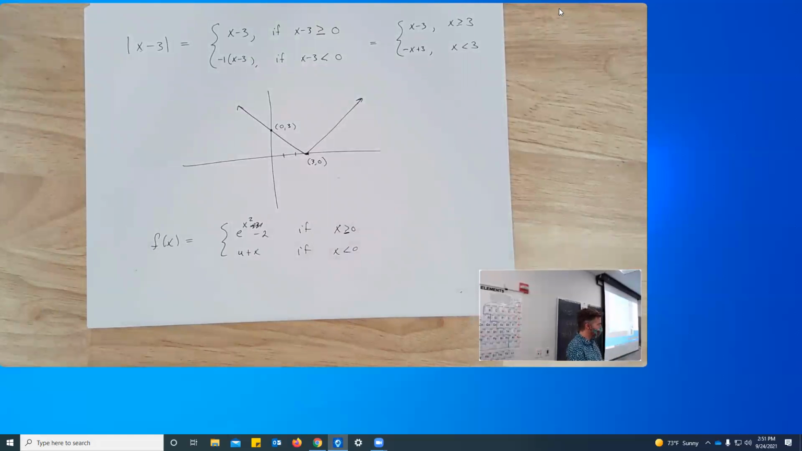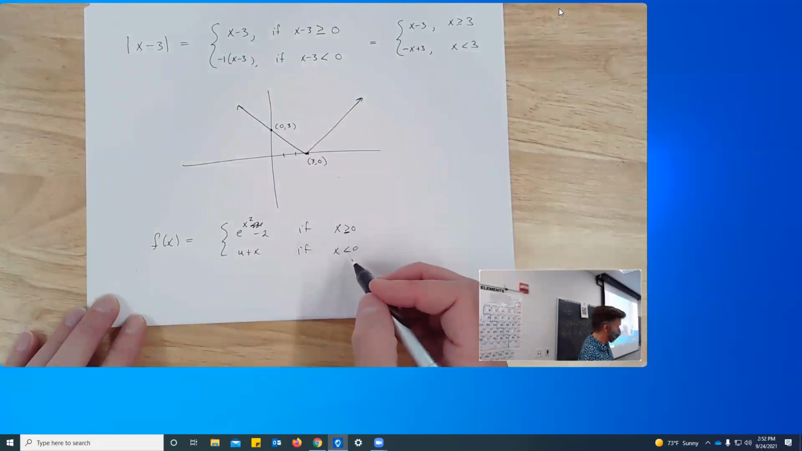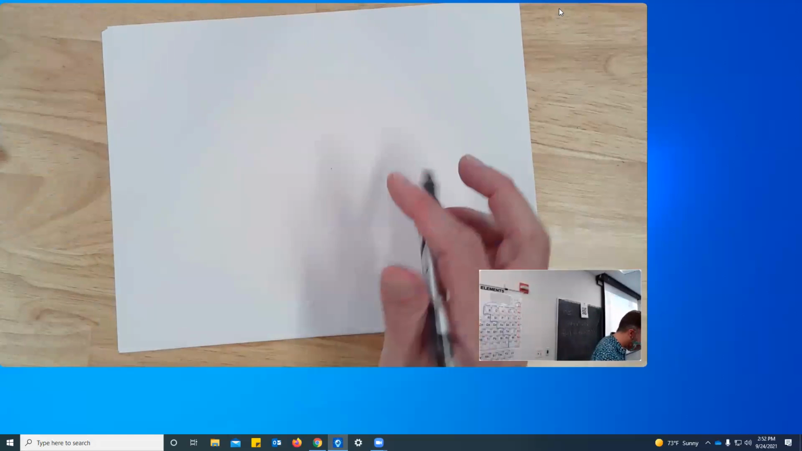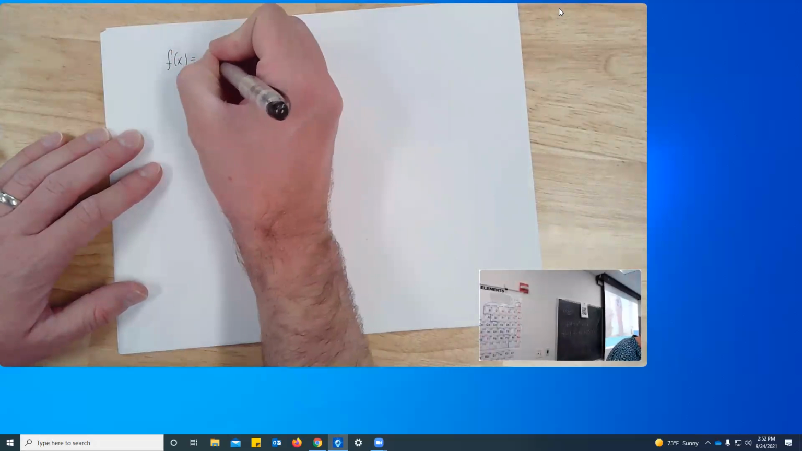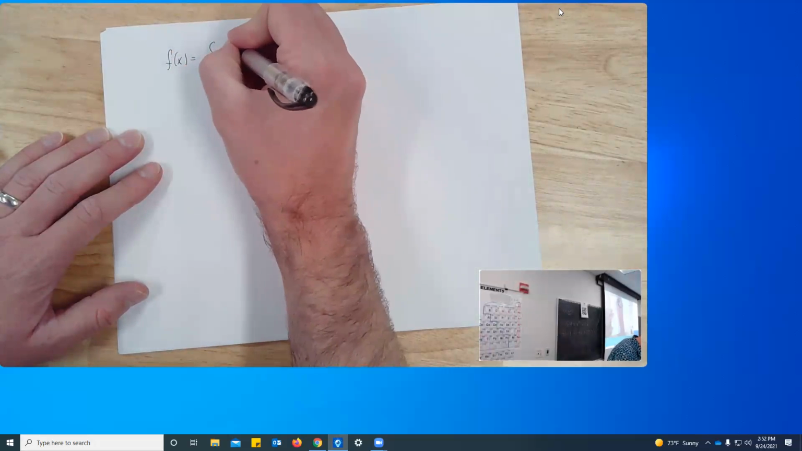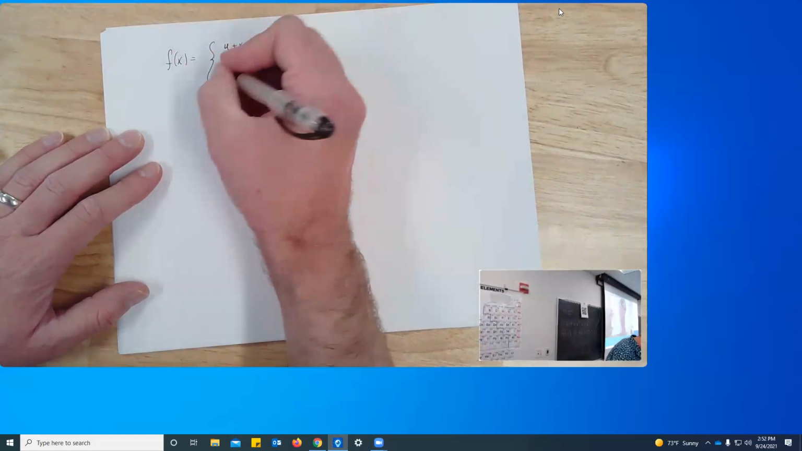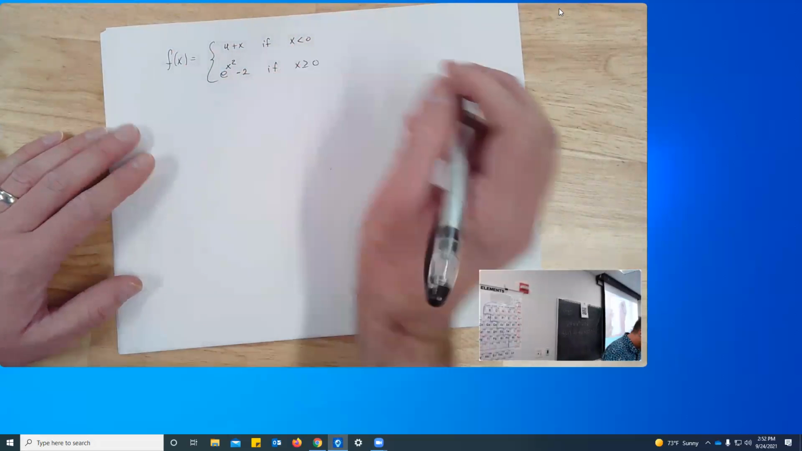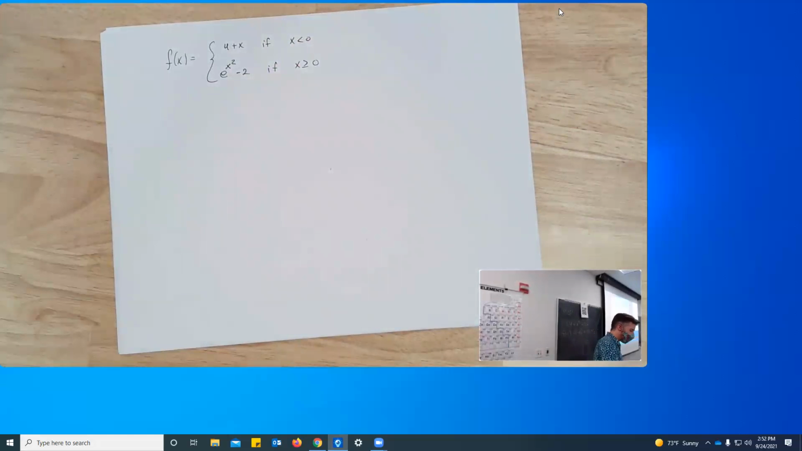So let me rewrite this a little bit, because normally when I write a piecewise function, I typically write it from left to right, meaning the part with the leftmost domain usually goes on top. So this part here is the part with the leftmost domain, when x is less than 0, and this part here has the rightmost domain. So I would usually write this as f of x equal to 4 plus x if x is less than 0, and e to the x squared minus 2 if x is greater than or equal to 0. That's how I would write it. Now I want to graph it.